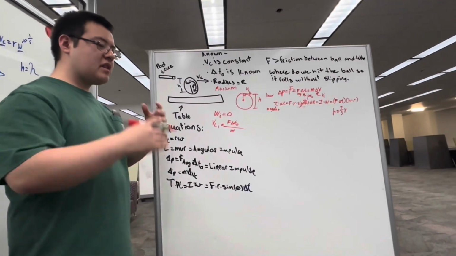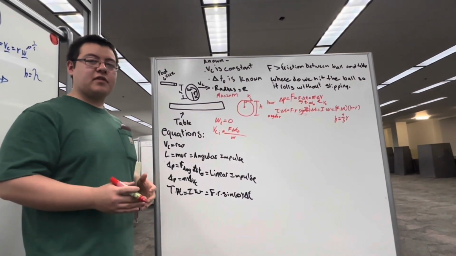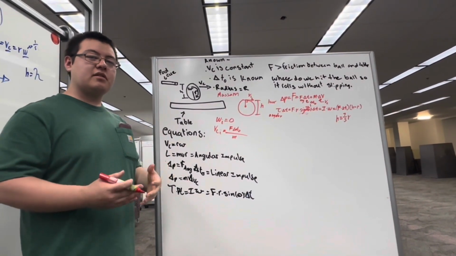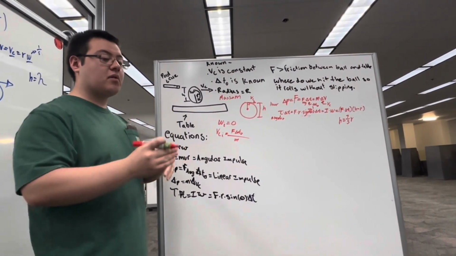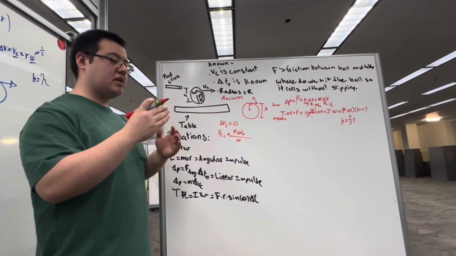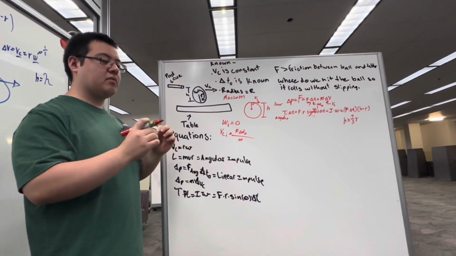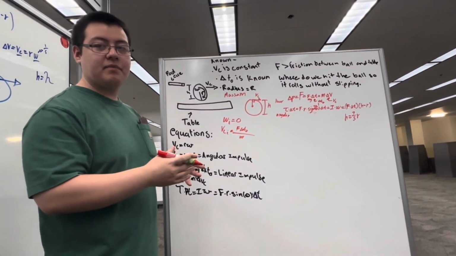Right. For case 2, what we're going to do is try to find out the translation and rotation motion of the cue ball, as well as exactly S, or the displacement that's going to be done while it's rolling without slipping.